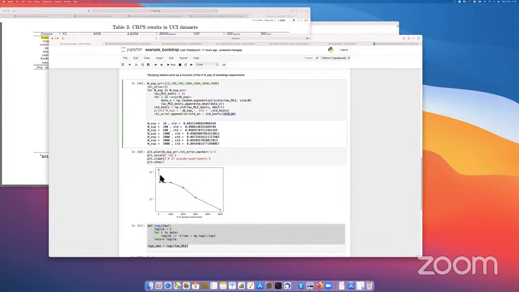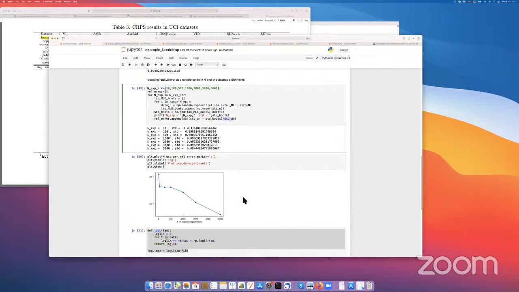And then you see that as you increase the number of experiments, of pseudo experiments, of pseudo data, you get a more and more precise or correct value of the variance of my estimate. So this is the example I was bringing to you. Is there any question here?